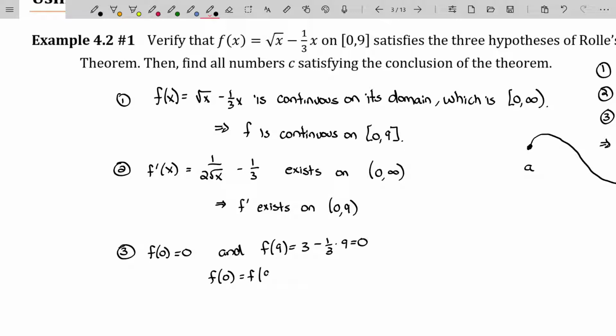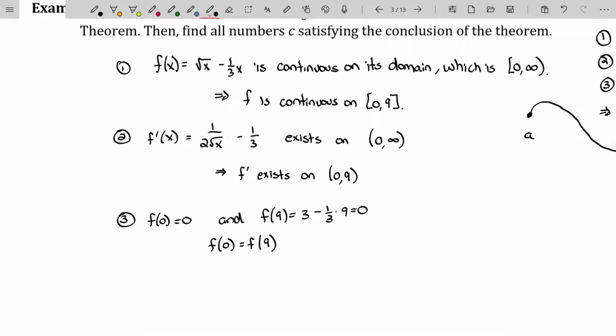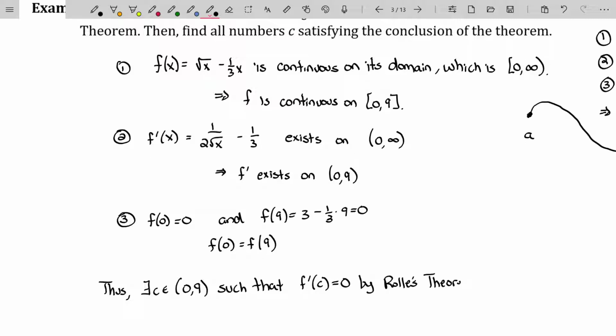Great. We have all three conditions met, which implies, by Rolle's theorem, there is some point between 0 and 9 where the derivative is 0. I'll just write that down. All right, so we have that stated, and I should say by Rolle's theorem, because that's kind of nice to cite why this statement is true, and some people might need that reminder, so I'm just going to say by Rolle's theorem.